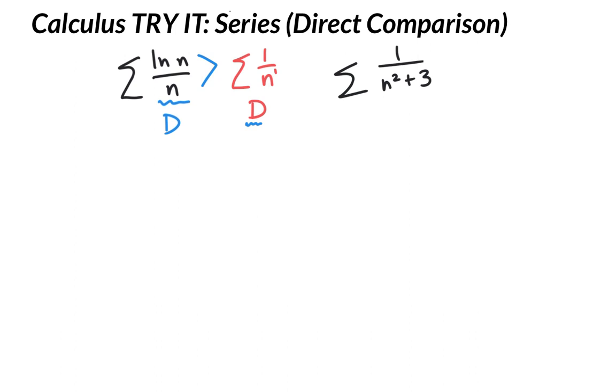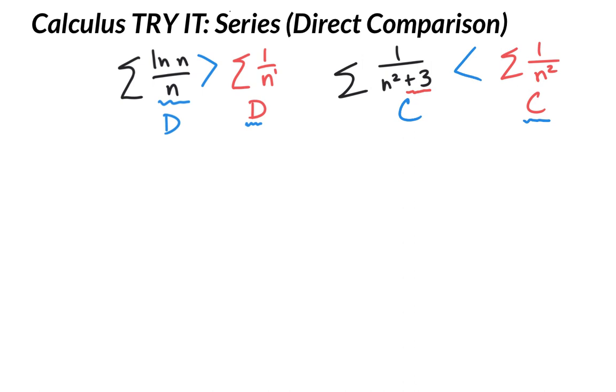Now this next one, 1 over n squared plus 3, the immediate comparison that jumps out to me is 1 over n squared. Well, this is a convergent p-series, and by adding 3, we made the denominator larger. If you make the denominator larger, you make the fraction smaller. So this thing converged. This other one is even smaller. It must converge as well. Remember, converge means you actually can find the sum.